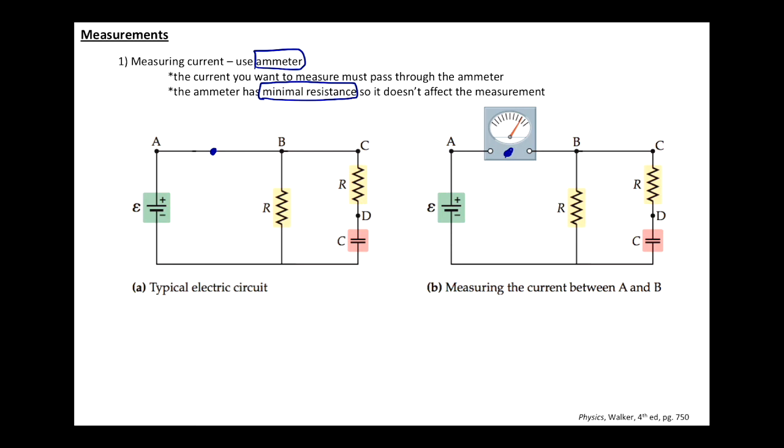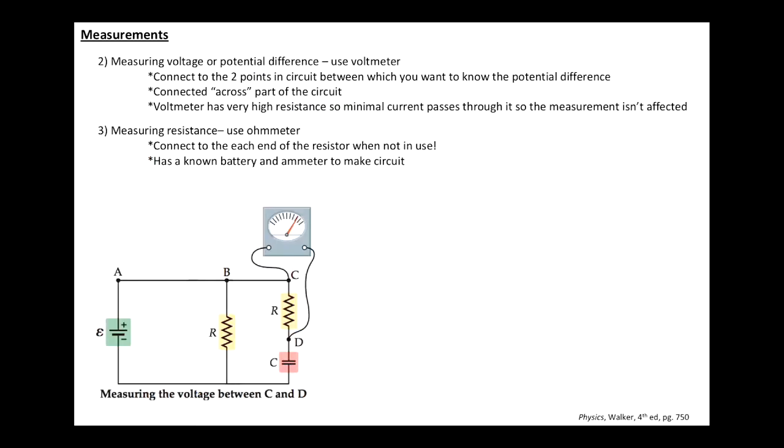On the other hand, if I want to measure voltage or potential difference, well, clearly it's measuring volts, so we call that a voltmeter. This time, instead of putting it in the circuit, I think of a voltmeter as being something that sits on the outside, and it's measuring the difference between two different points that are in the circuit. It wants to know a difference in potential. The way that this is done is by connecting it in parallel with the circuit element that I want to know the potential difference across.